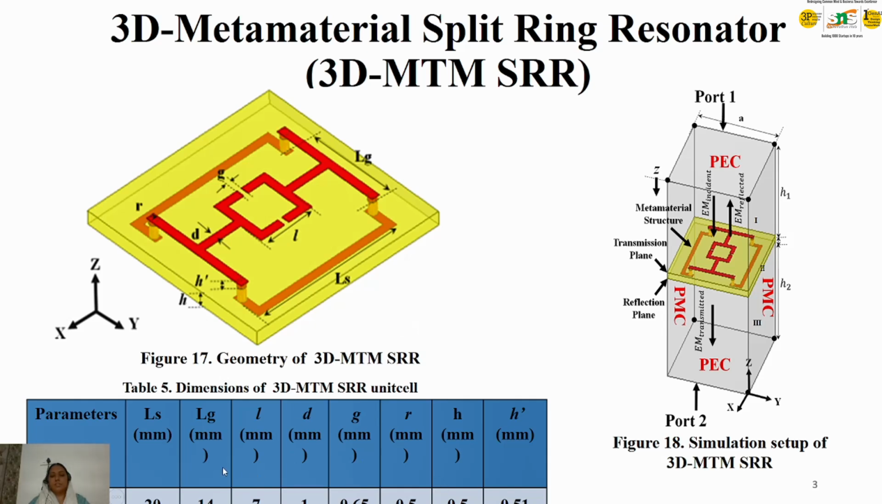All these parameter dimensions were used for calculating the 3D metamaterial structure. Here you can see how the 3D metamaterial is kept in a simulation setup, where we assign the boundary conditions: E plane on one side and H plane on the other side, so as to make it a transverse electromagnetic wave.